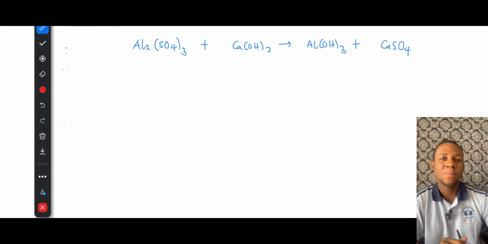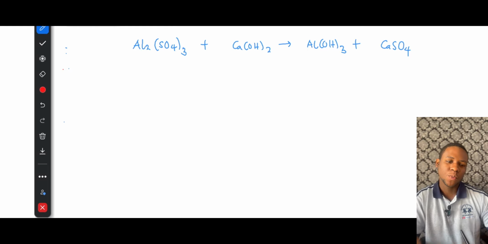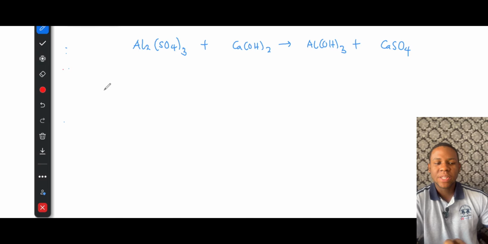But this is another question on balancing chemical equations. So let's check it out. Now, when you see something like this, the first thing you have to do is to look at the most complex thing here. So this is the most complex thing here, the sulfate part, okay?